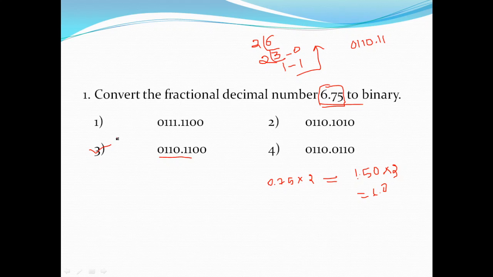Okay, are you getting the point? For a fractional number, just multiply by 2, and every time whatever integer you get, it may be 1 or 0, that is directly appended to the output.